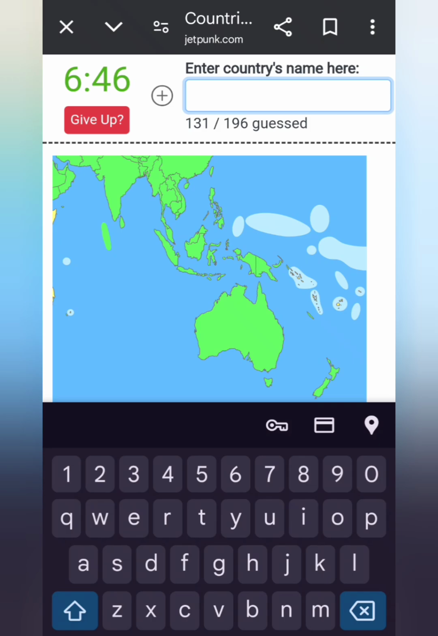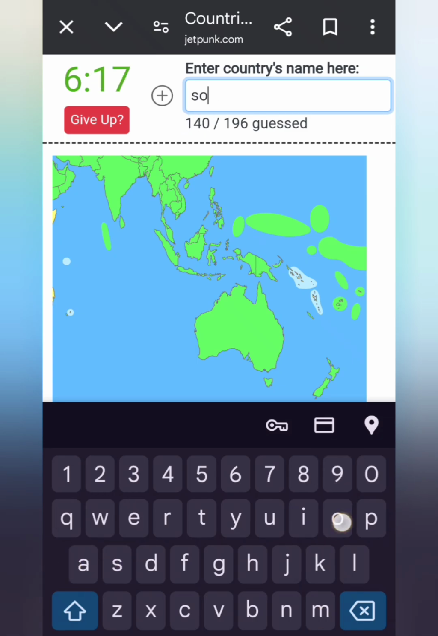Then some islands. We're going to begin with Palau, then Micronesia. Then next it's Marshall Islands. Next to Marshall Islands, Kiribati. Below Kiribati, it's Tuvalu. Below Tuvalu, Fiji. Then Tonga. Then on the right side, the last one left is Nauru. Samoa. These two islands are left in Oceania.